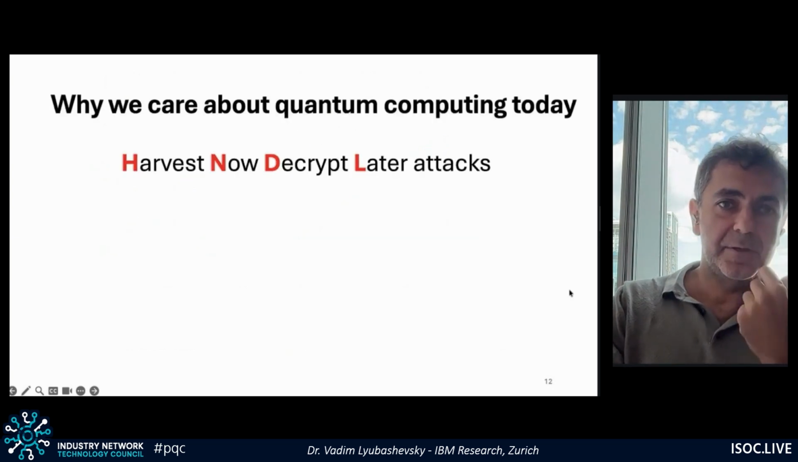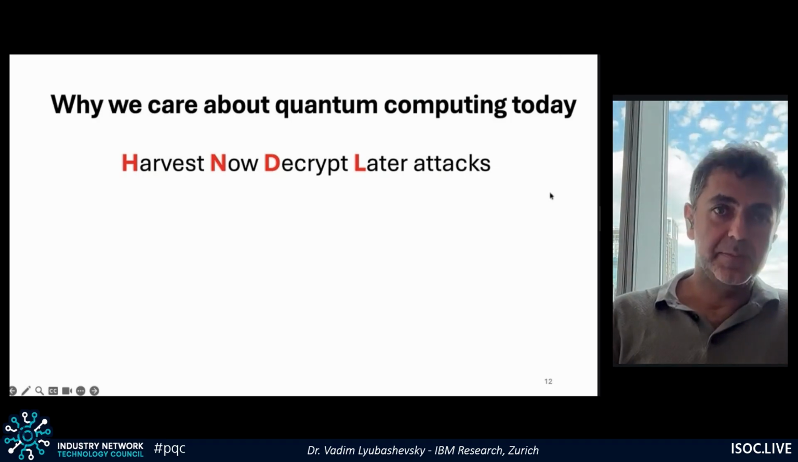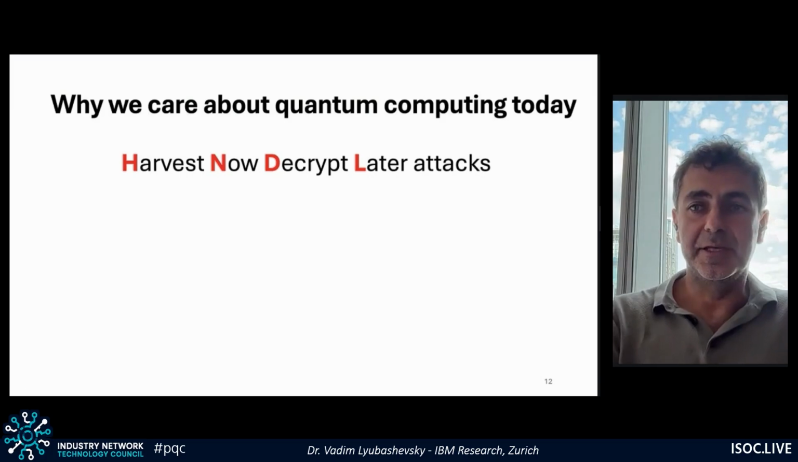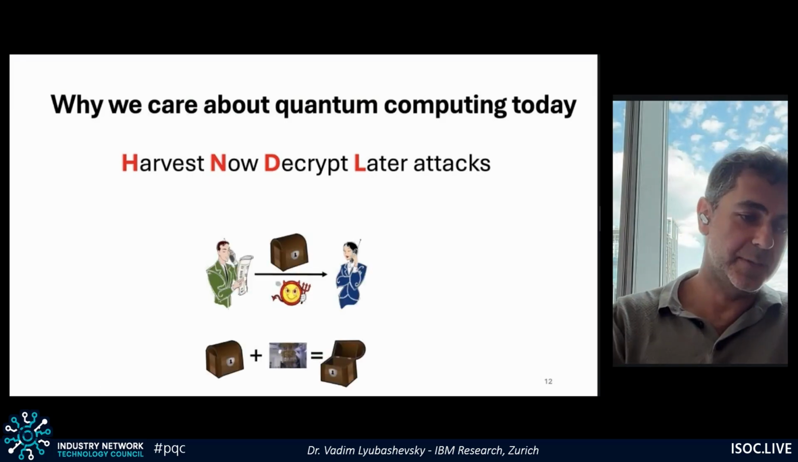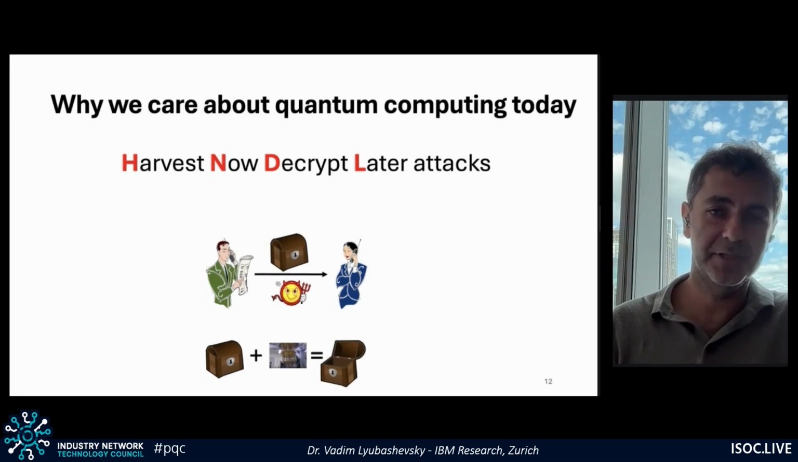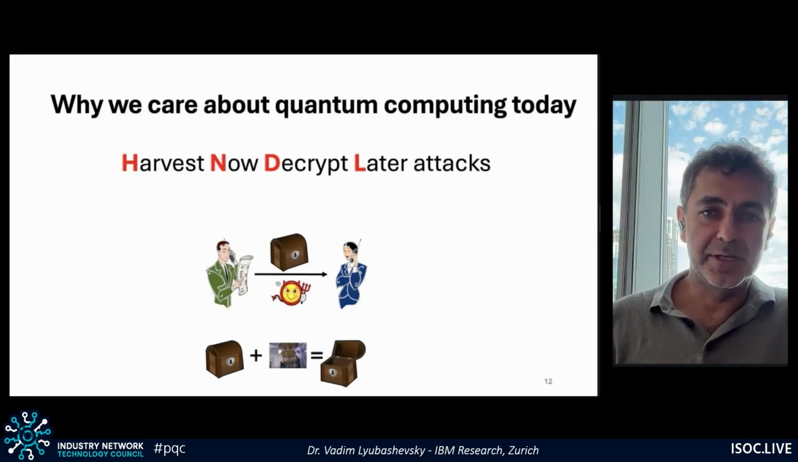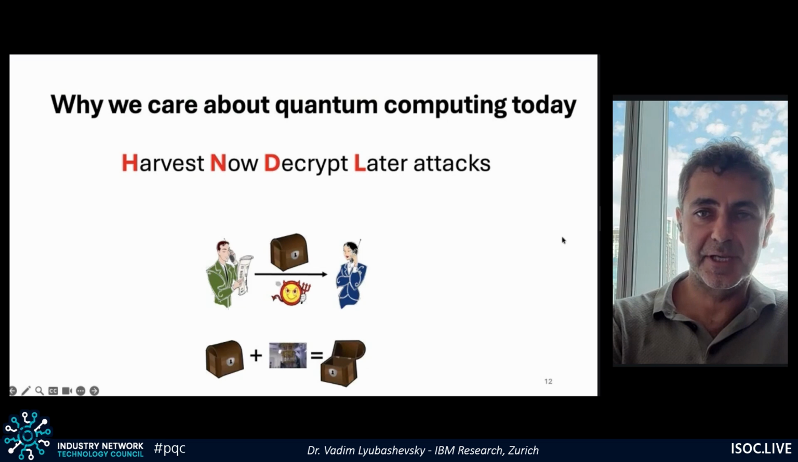And why do we care about quantum computing right now, even though there is no quantum computer yet? It's because the main problem is harvest now, decrypt later attacks, which means that somebody can be recording all the communication now. They can't break it, but they store it because they think it'll be valuable maybe 5 to 10 years from now. And then when they get a quantum computer, they will just break it. So this is the main worry about cryptography today: these harvest now, decrypt later attacks.